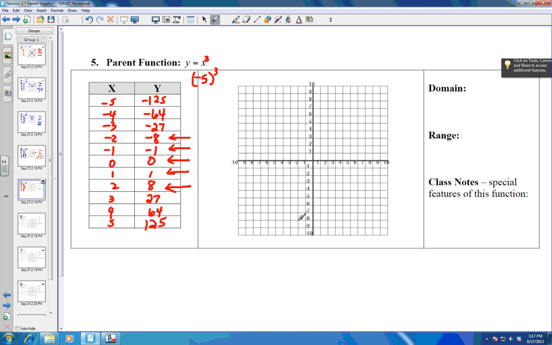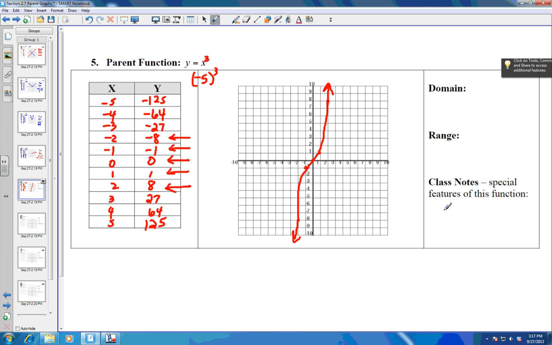All right, so -2, -8, -1, -1, 0, 0, 1, 1, 2, 8, and 3, 27 way up there. So here's what the parent graph of y equals x cubed looks like. It's going to go like this. Okay, and often I'll refer to this as an S-shaped curve.